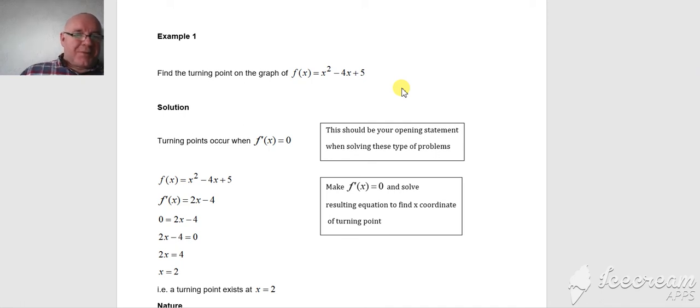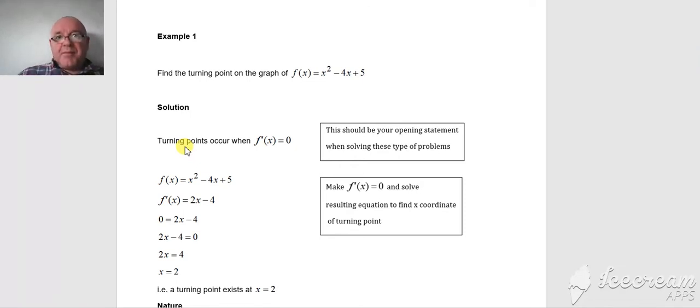So let's try a couple of simple examples. We're going to find the turning point on the graph of f of x equals x squared minus 4x plus 5 as our first example that we're going to do together. So if we have a little look at this, the solution is, well, first of all, we have to find where the turning point is. So that will be where the derivative is 0. Remember, we're looking for the level slopes, all right? In other words, where the tangent is horizontal.